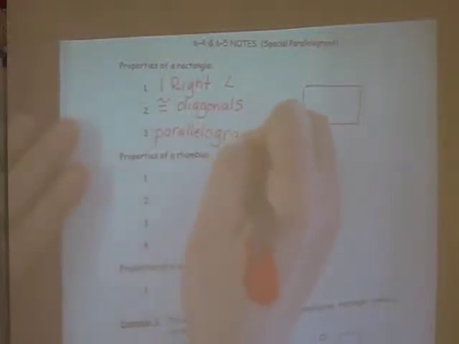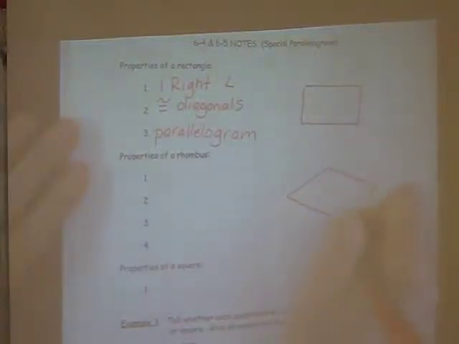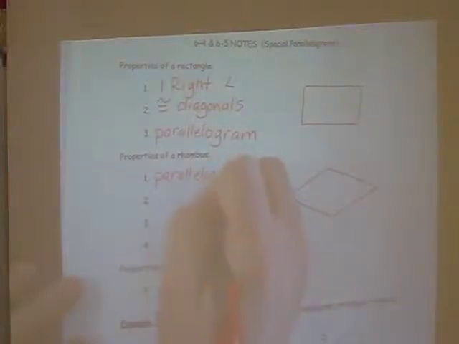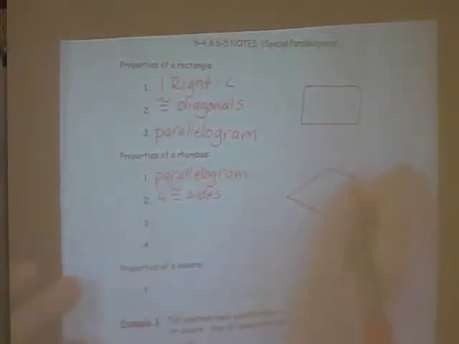A rhombus, I'm going to draw a rough one over here. You might have referred to a rhombus as a diamond in the past. A rhombus is a parallelogram, so everything that's true for a parallelogram is also true for a rhombus. A rhombus also has 4 congruent sides.